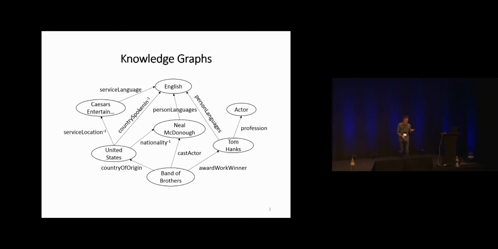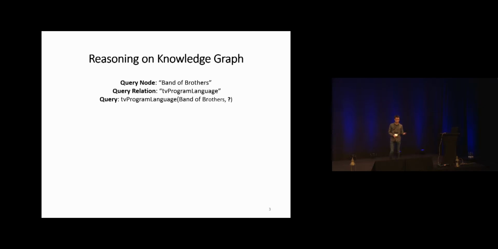When we talk about reasoning in knowledge graphs, a specific task we're interested in is that given a query node, for example, a famous TV program called Band of Brothers, and a query relation, TV program language, we want to find out the answer to this query, which means what is the language spoken in this TV program called Band of Brothers. So very simple question, right?